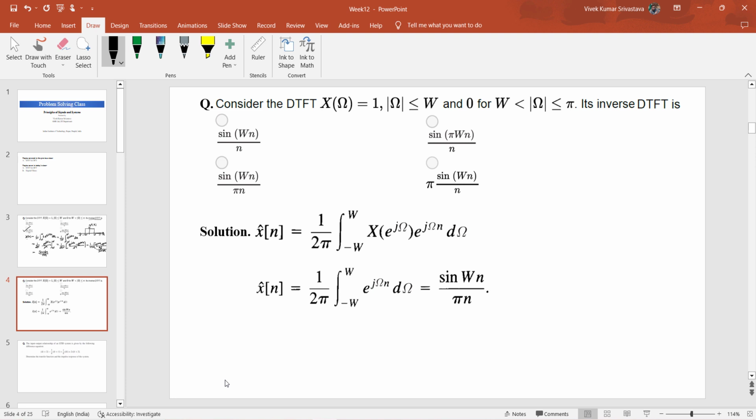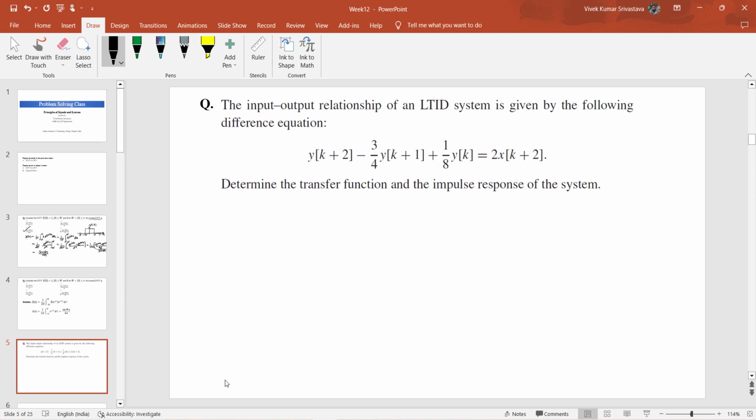So here is the solution of the previous problem that we have already solved. Now moving to the next problem. The problem states that the input output relationship of a linear time invariant discrete time system is given by the following difference equation. On the basis of this difference equation, we have to determine the transfer function and the impulse response of the system.